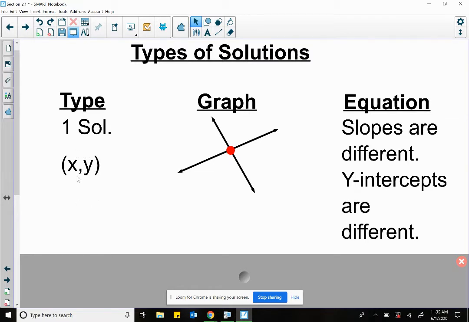An x comma y. Graphically, if you were to graph them, it means the two lines would hit each other at a point. So it's this red dot that we're after. If you're looking at the equations, you will have one solution when the slopes of the lines are different and the y-intercepts are different. That guarantees you one solution.